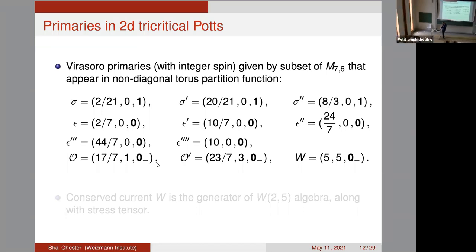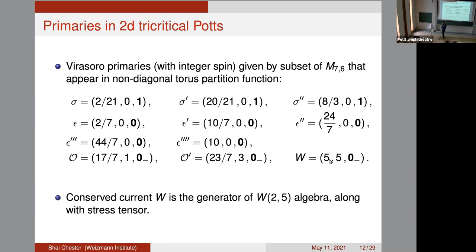We now have various spinning operators of spin 1, of spin 3, and then the more interesting one is spin 5, which has exactly dimension 5. And so this is again a conserved current, and this is what gives you the W(2,5) algebra.